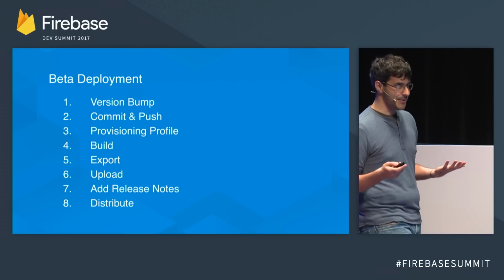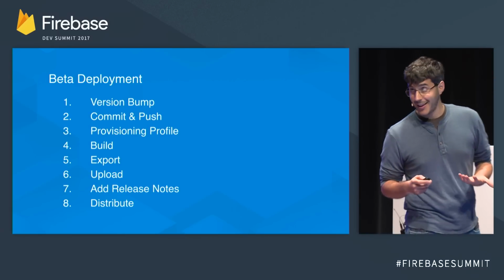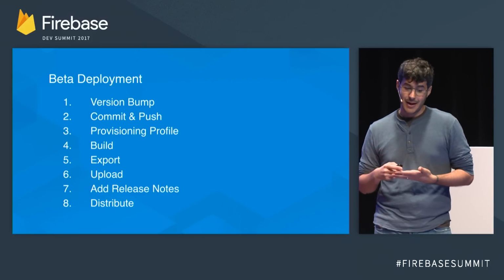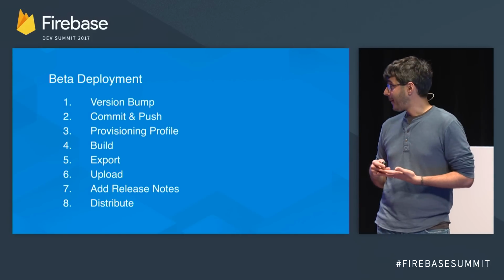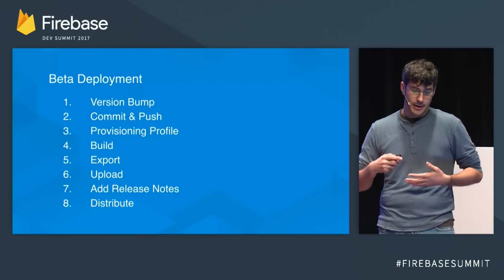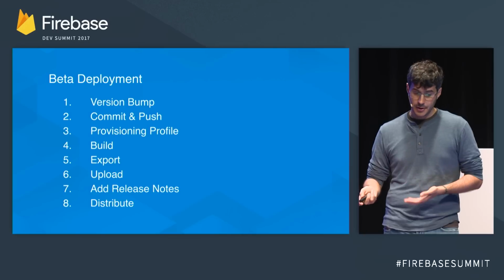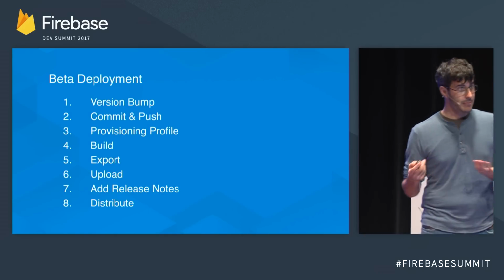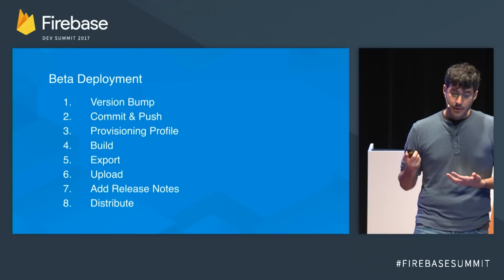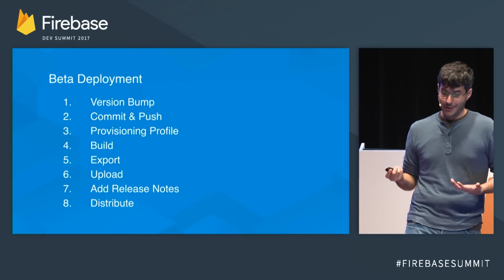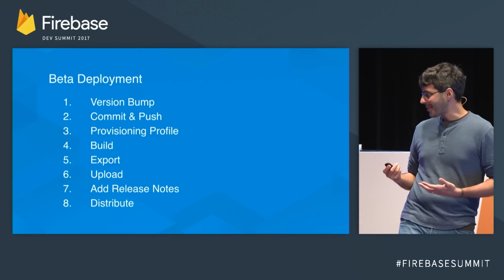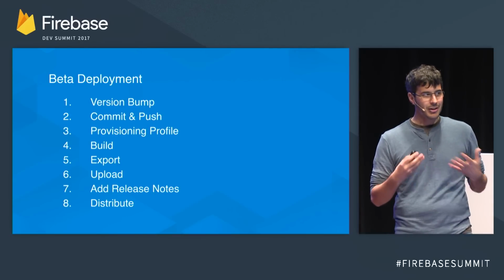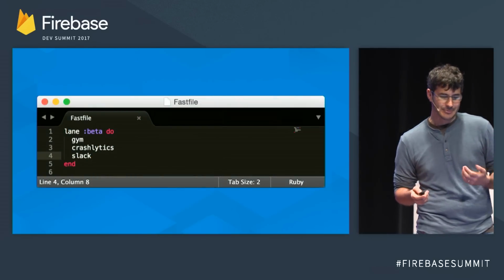Okay, so that process looks like this. You go ahead and you bump the version. And then you go and commit that version back and push it up to your repository. You add the new devices to the provisioning profile. You then build, export, and upload. It goes to either iTunes Connect or whatever beta service you're using. And then you add release notes. And finally, you can distribute that. It's a ton of work, but that's where Fastlane comes into play. We can reduce all of this down to just the push of a button.